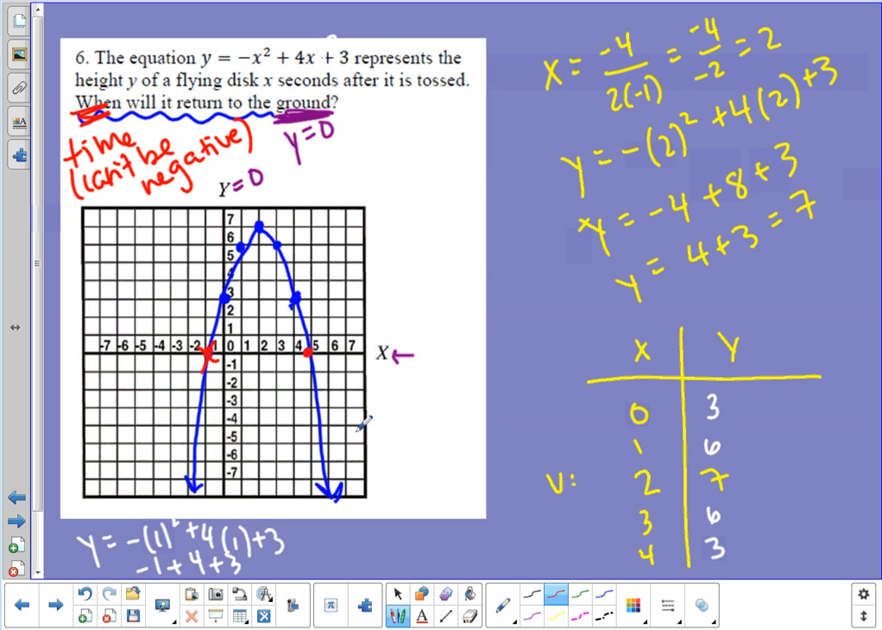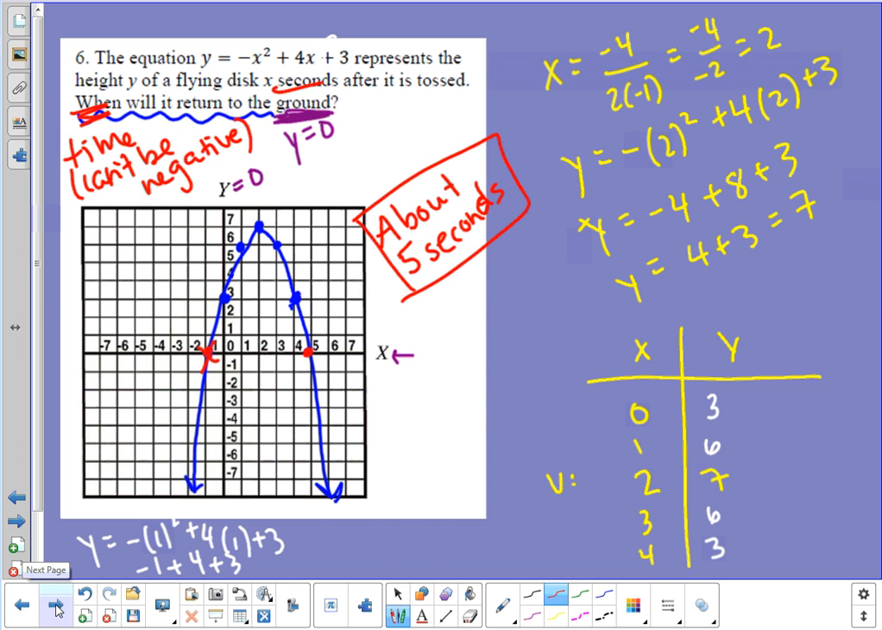Now, we can't really determine what exact value that is, but it looks like it's about 5, so that's how I would answer this. About 5 seconds. And I know it's seconds because of that. I always label my answer when there's a question with words, and there you have it.